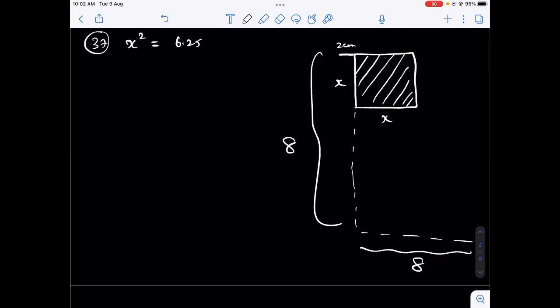Multiply it with? Okay. So x square is equal to 6.25. If I take the length of each side of the smaller square to be x, so root of 6.25 is how much?